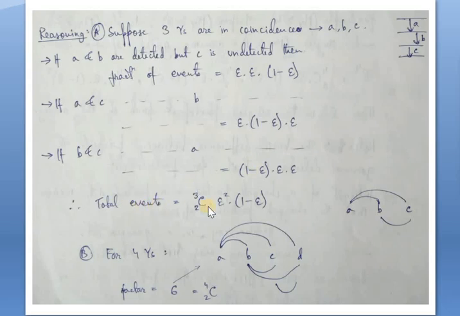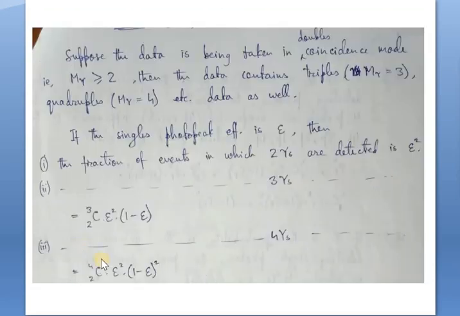So the total number of such events will be proportional to 3C2, or basically 3 times epsilon squared times 1 minus epsilon. Now the same thing can be said in the case of 4 gamma rays. We can do this sort of multiplication. I just represented it symbolically, and you can see here we have 6 terms, or 4C2. This is the reason behind writing it so. Okay, you understand? Any questions? Rajiv?